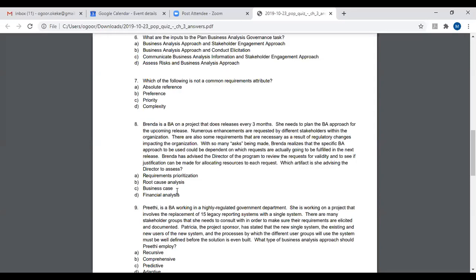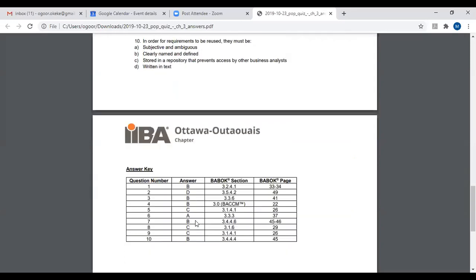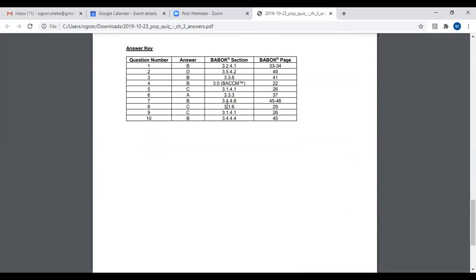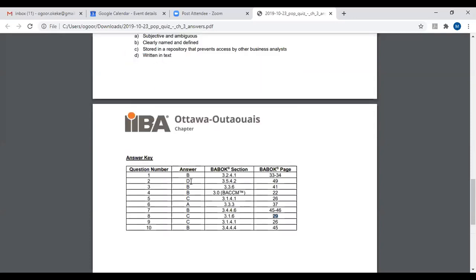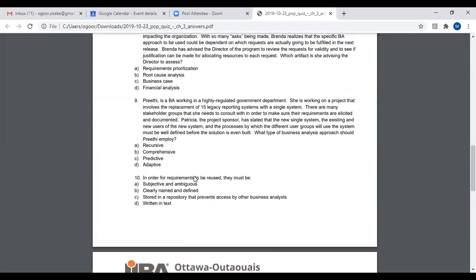I didn't remember where I read that from the BABOK. Okay, that's the cashier's page. I forgot it. Yeah, the page is there. Page 29 of the BABOK. The pages are listed. So we can revisit this in our own spare time. So let's go to question number 9.